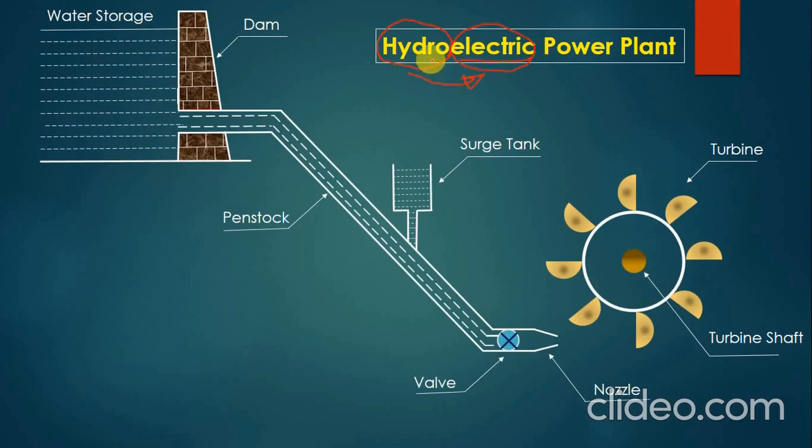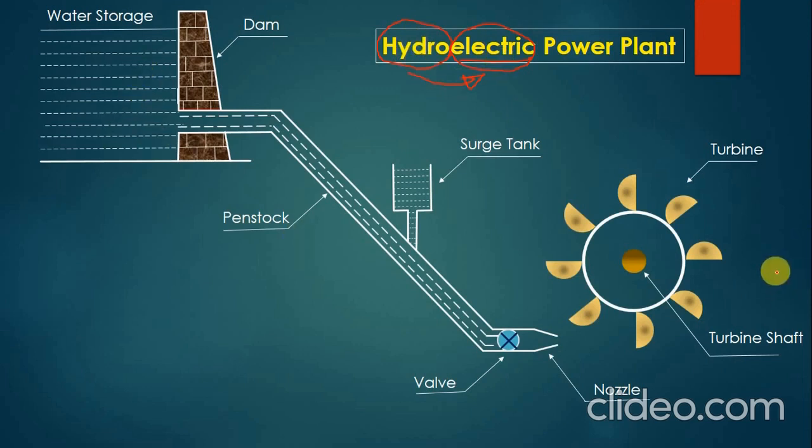What is meant by hydraulic energy? Hydraulic energy is the energy which is stored in the water, or the energy present in the water is called hydraulic energy. Whereas electrical energy is a flow of electrons. So here we are going to convert hydraulic energy into electrical energy by using this particular arrangement.